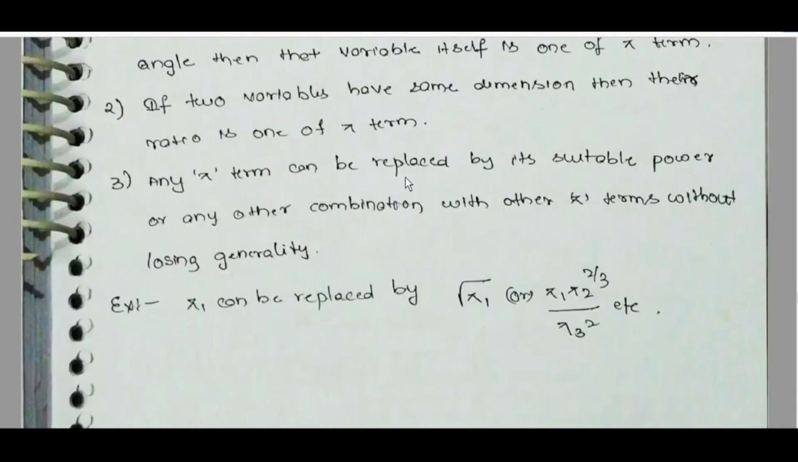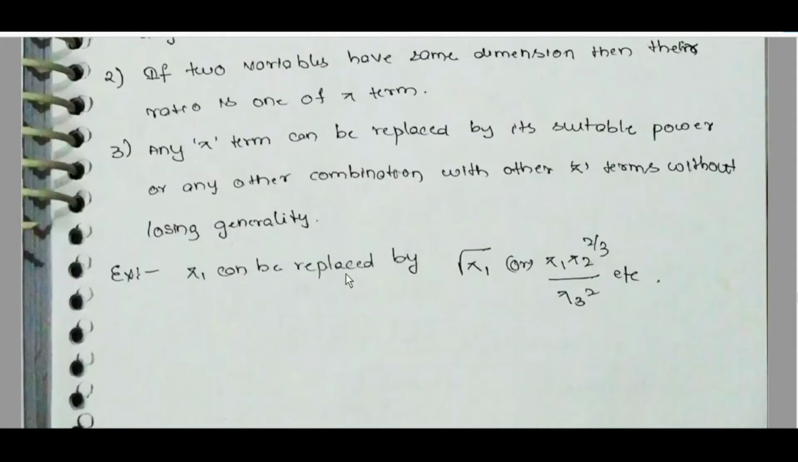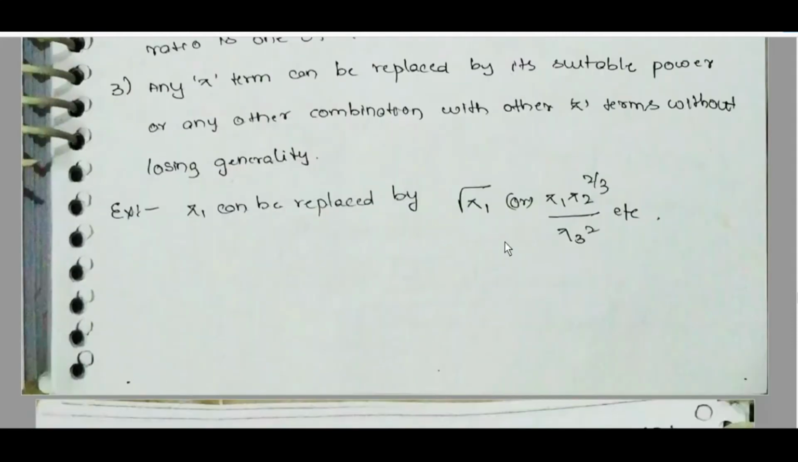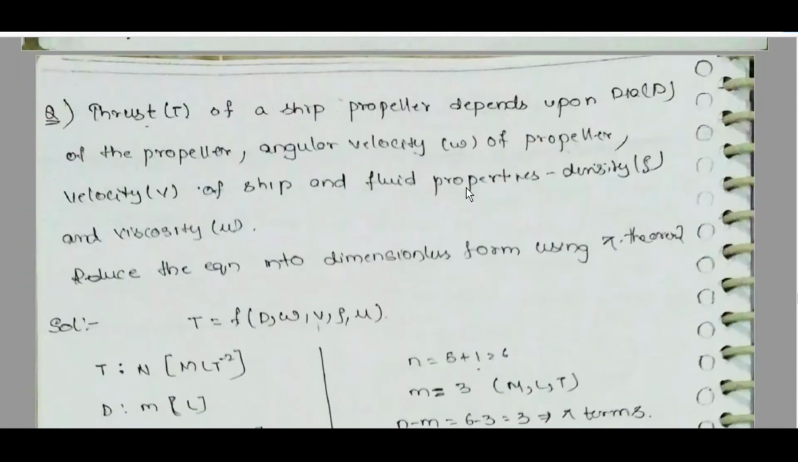Any pi term can be replaced by its suitable powers or any other combination with other pi terms without losing generality. Pi 1 can be replaced by root pi 1, or pi 1 pi 2 power 2 by 3, or by pi 3 square, etc.